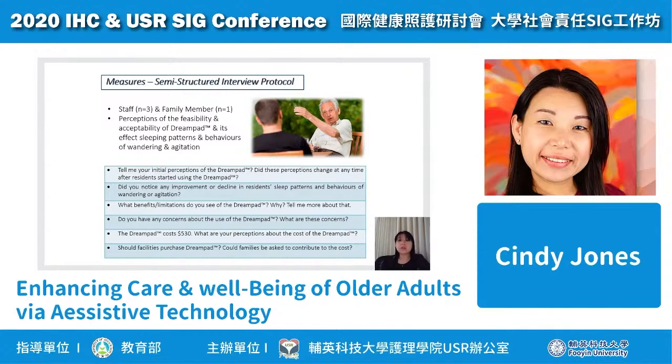What were these concerns? DreamPad costs about $530. What were the perceptions of the cost of DreamPad? Should the facility buy it, or do you think it's something that family could be asked to contribute to the cost of? So this was a range of different questions that we asked in the interview with staff and family members.